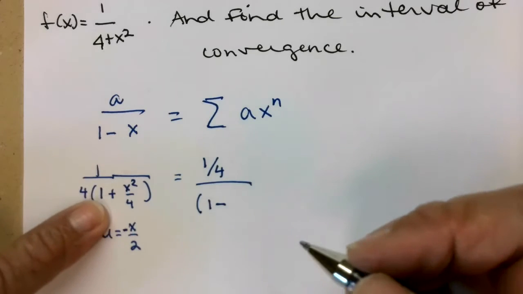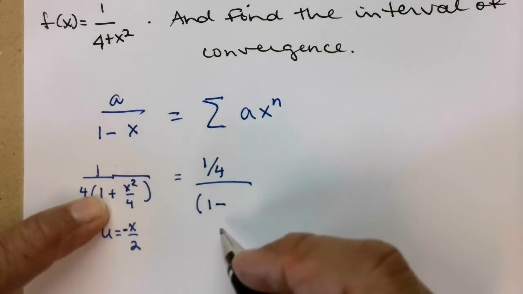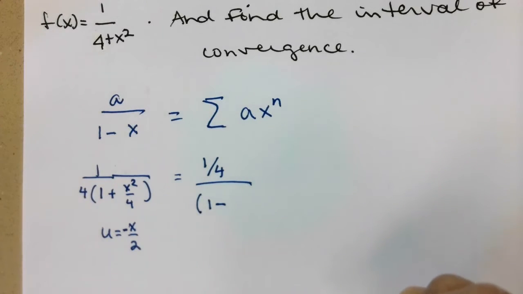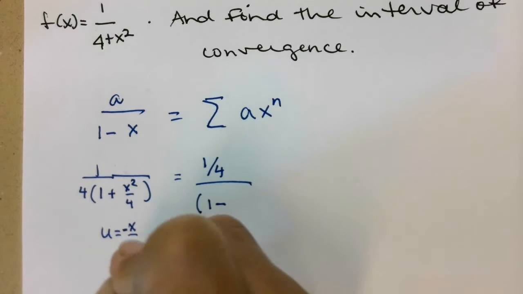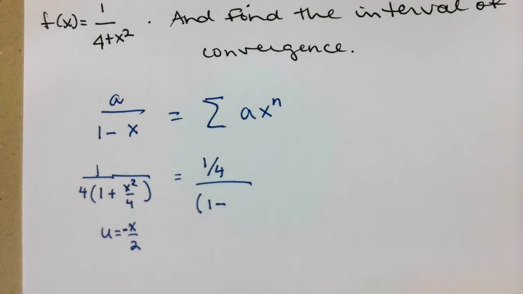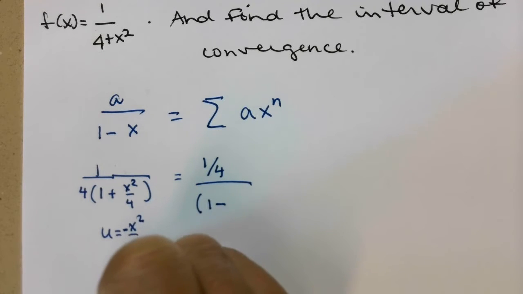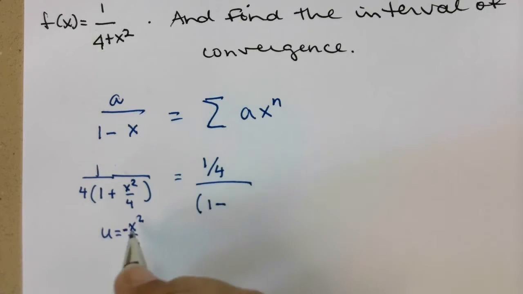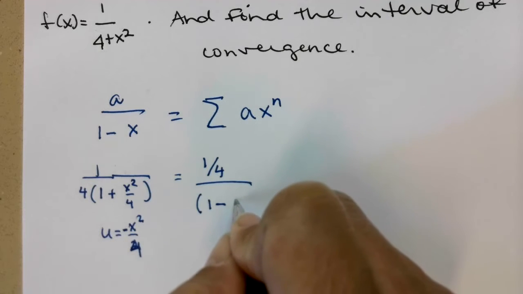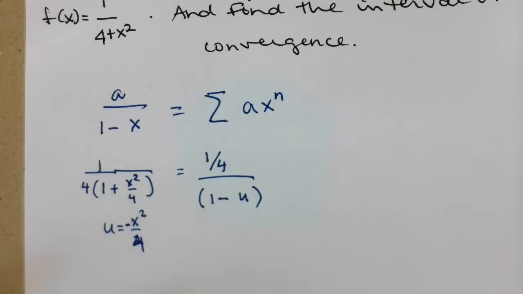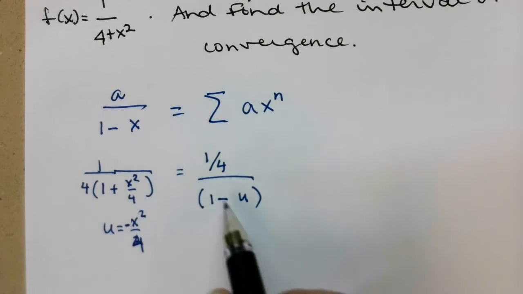And on the bottom here, I'm going to have 1 minus, because I need to get rid of that plus. I need it to be a minus. Actually, hold on. I think I got so excited because everything was a perfect square. I'm just going to let u equal negative x squared over 4, have it be the whole thing there. So then I have 1 minus u, if u is the negative x squared over 4. Okay, so I've got it into our pattern.